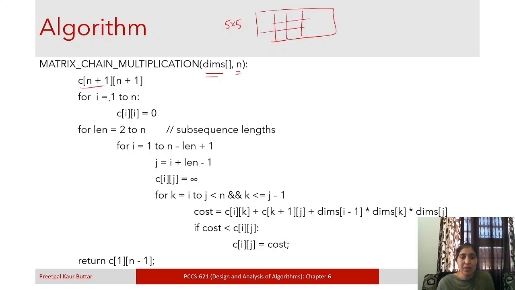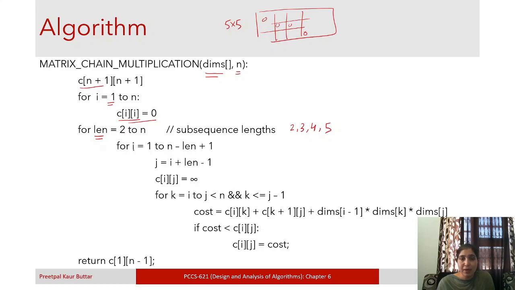Okay, so as I told you, we are not utilizing the 0th index, we are starting from the first index. Okay, so the first step is to make the diagonal elements 0. So for I equal to 1 to n, Cii is 0. Okay, and then this length variable is starting from 2 to n. Okay, so 2, 3, 4, when you have 4 matrices, when n is 4. Okay, and in the previous example we had 5 matrices, so it will run till 5.